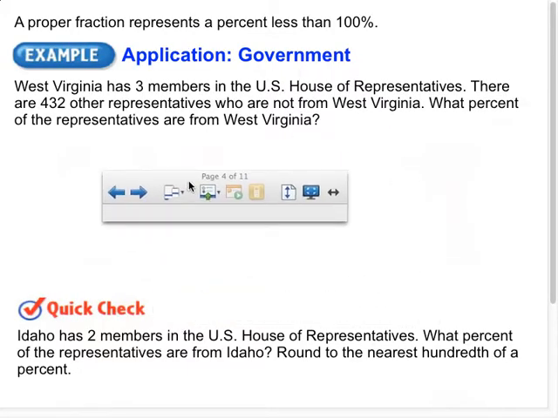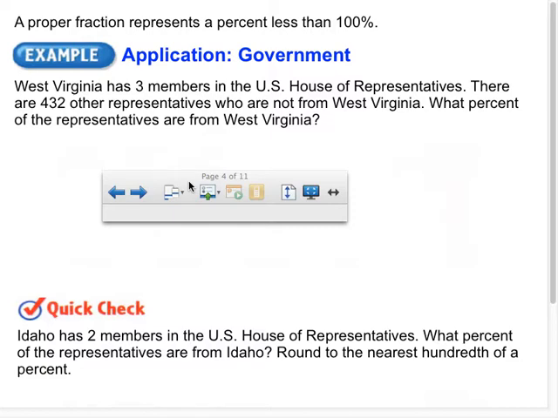All right. So a proper fraction represents a percent less than 100%. Application, and this should be relevant to what's going on now, right? West Virginia has 3 members in the U.S. House of Representatives. There are 432 other representatives who are not from West Virginia. Now, the way they worded this question can be very confusing. All right? So when you set this up, be careful. What percent of the representatives are from West Virginia?